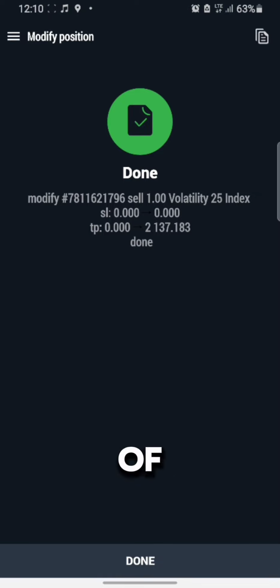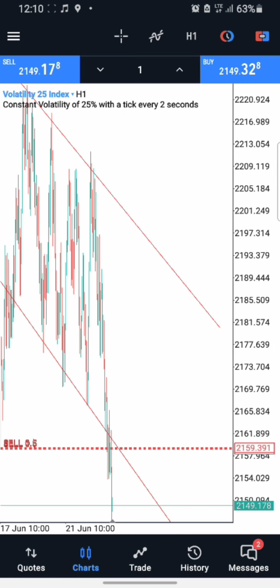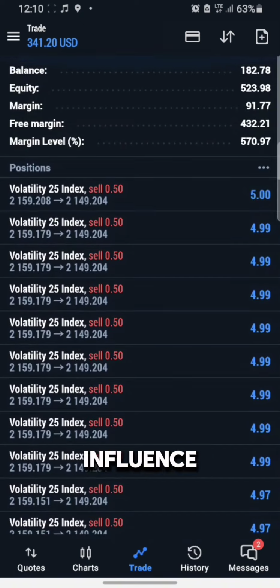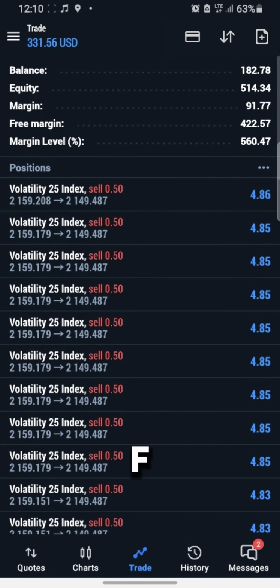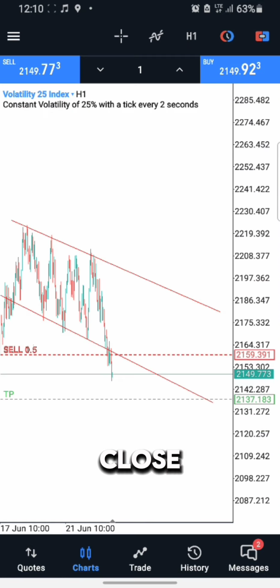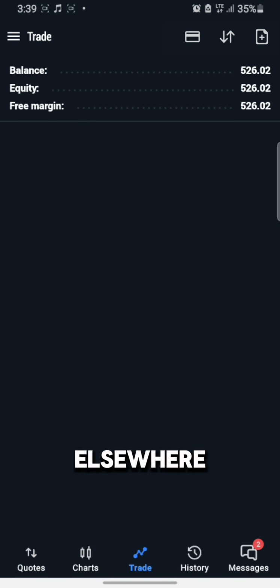And then in terms of take profit, like I always say, we always put it at the next area of confluence, that is the support line, as I've illustrated there. And then now we're in 500. I think it's actually better to close and then look for other trades elsewhere.